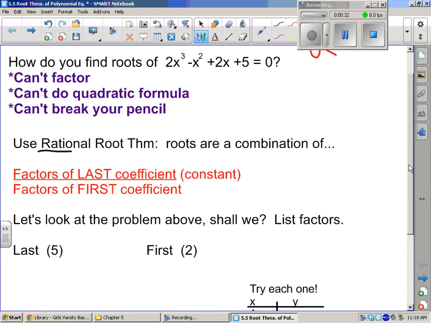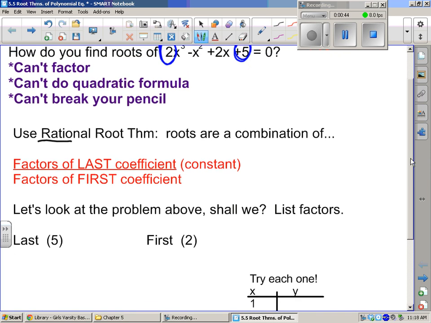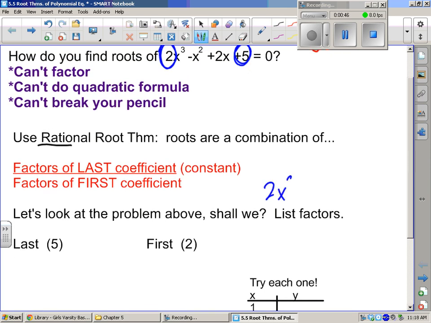So what you do is you take a combination of the factors of the last coefficient, which is our 5, and the factors of the first coefficient. And then you do a combination. You make fractions out of all of those. So let's look at the problem above, shall we? 2x cubed minus x squared plus 2x plus 5.